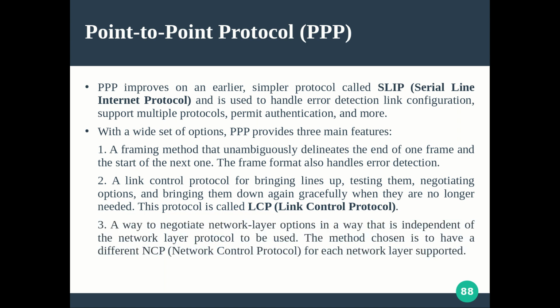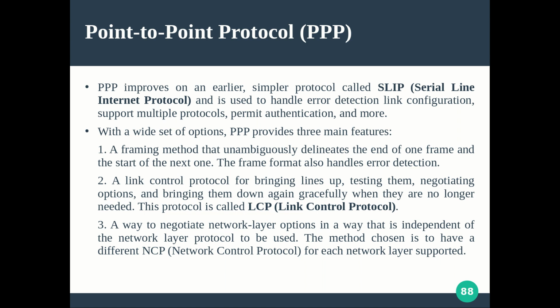And the third feature that the point-to-point protocol provides is a way to negotiate the network layer options in a way that is independent of the network layer protocol to be used. So it can run over any different network layer protocol. It is independent of the next higher layer protocol. The method chosen is to have a different NCP for each network layer supported. So how will it handle different network layers over time?